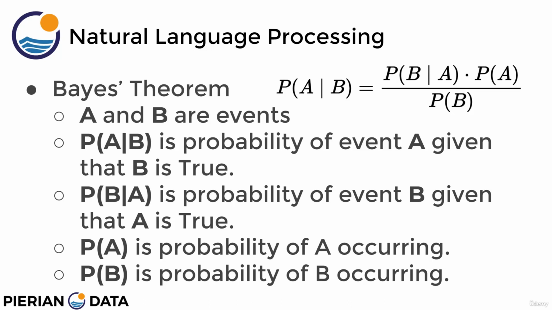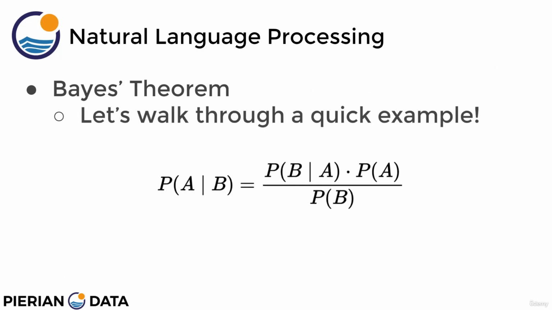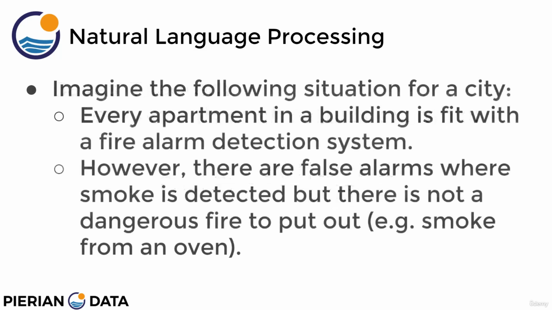If you've never seen this sort of probability notation with the vertical bar between A and B, all it's saying is: what's the probability of the first event happening given that the second event is true or has already occurred. Let's walk through a quick example to clarify these ideas. We're going to take a simple word problem and convert it to something we can use for Bayes' theorem. Let's imagine the following situation for a city.